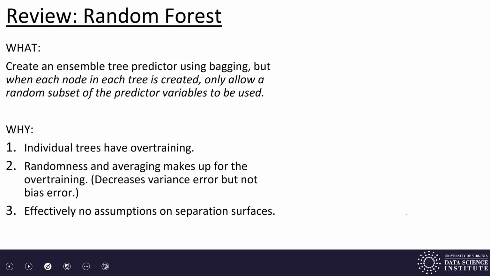Also, there are effectively no assumptions on separation surfaces. Separation between different classes doesn't have to be linear. And we also get some nice side benefits: the out-of-bag error from bagging, and variable importance.